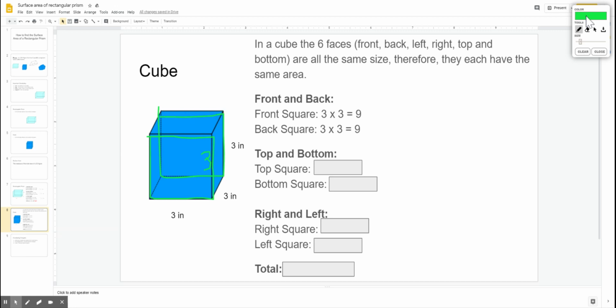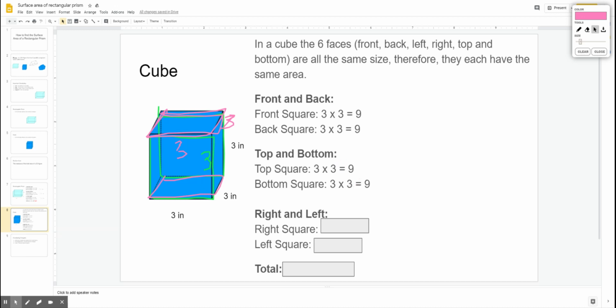All right, now the top and the bottom. So here is what I'm talking about when I say the top. So this top rectangle, or I should say square, is 3 and 3. So 3 times 3 is 9. And whatever's on the top is also the same on the bottom. So 3 times 3 gets you 9. So your top and bottom squares are 9.